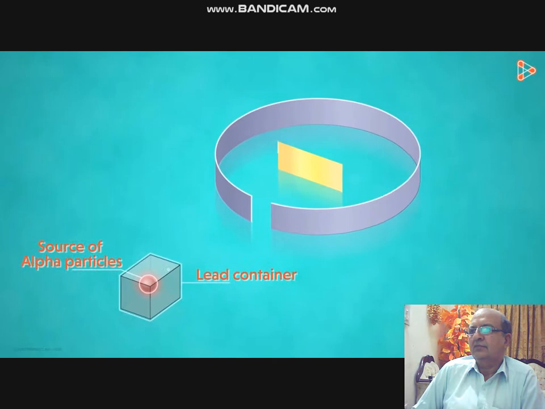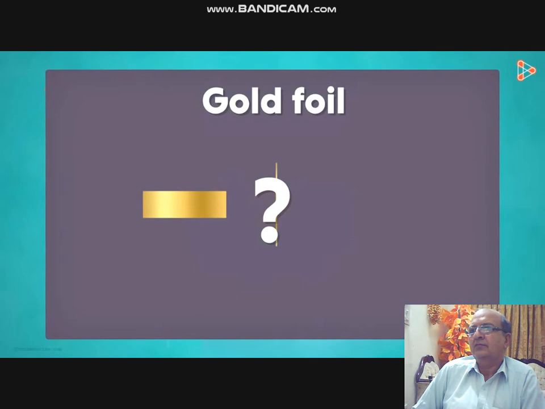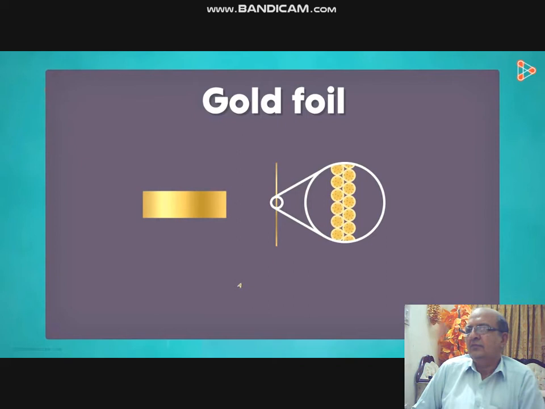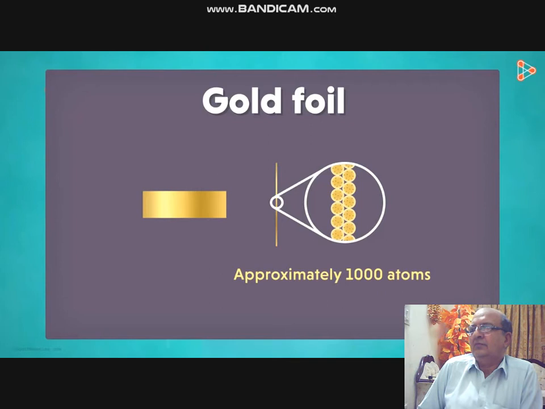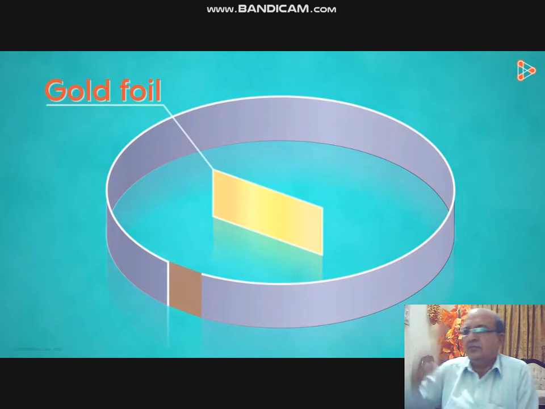Next, he used a very thin gold foil on which the alpha particles would bombard. Why did he choose a gold foil? Well, a really thin gold foil was estimated to contain approximately 1,000 atoms. Lesser the atoms, more convenient the experiment would be. Lastly, are we able to locate this circular band with a gap here?